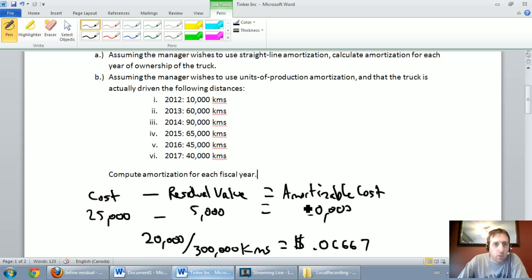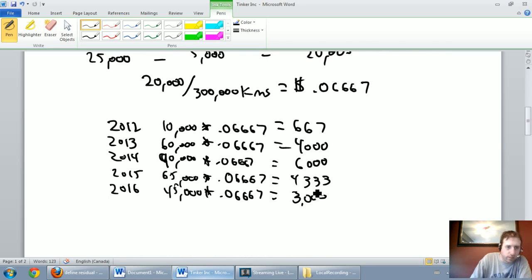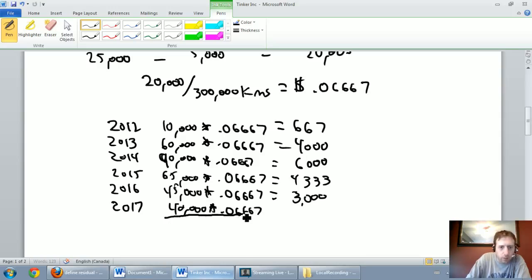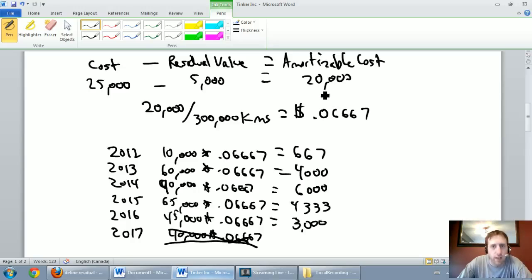Carrying on to the last one, 2017, it's 40,000 times 0.06667. Oops, wait a minute. No, it's not. Let's just write this out, but I'm going to explain why it is not that. So I'm just going to draw a big X through that, and we're going to talk about our last year of amortization. And this is relevant both for units of production and double declining balance. Now, we've estimated that this truck is going to drive for 300,000 kilometers, and we only want to amortize $20,000 from the value of our truck. When we get to the last year, or even sometimes 2 years, we've got to consider the fact that we don't want to go over $20,000 in amortization.